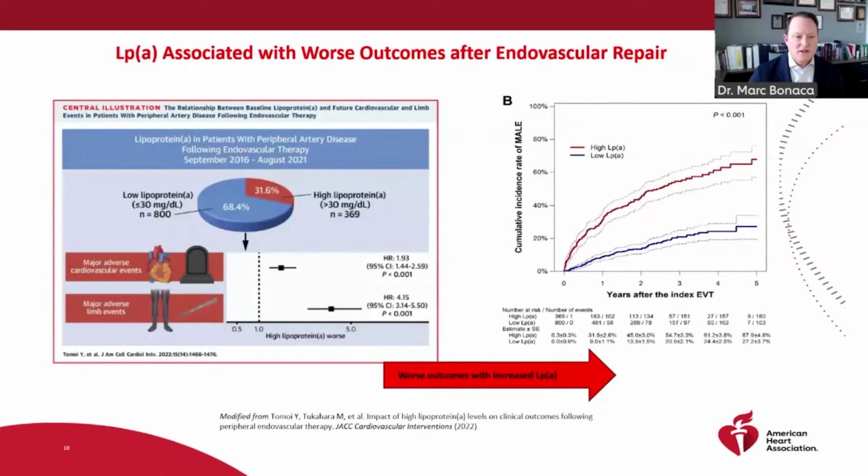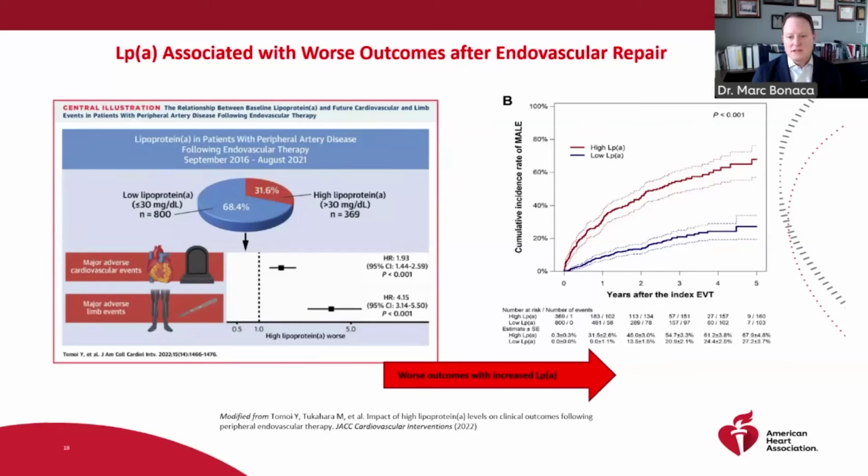Here's a similar study. This was also published in the Journal of the American College of Cardiology, showing that patients who have an elevated lipoprotein(a) have a higher risk of both MACE and adverse limb events. And if you look at the left side of the slide, even at a relatively low cut point for Lp(a), the risk of major adverse limb events has an even stronger association with about a 4-fold risk.